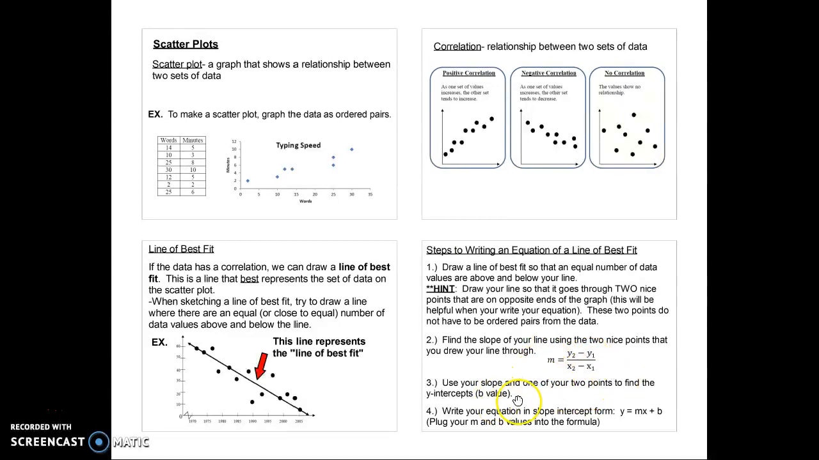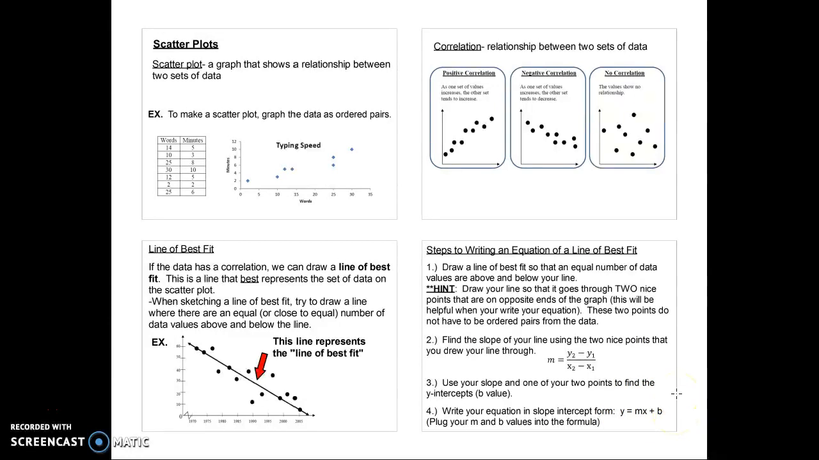Then, once you have that slope, you're going to have to plug it back in with one of those two original points so that you can solve for b. So we're going to plug it back into y equals mx plus b. We're going to plug in the slope that we know, and then we will also plug in the x and the y value from one of those two points that you just used. Once you have those three pieces plugged in, then you can solve that equation for your b value.